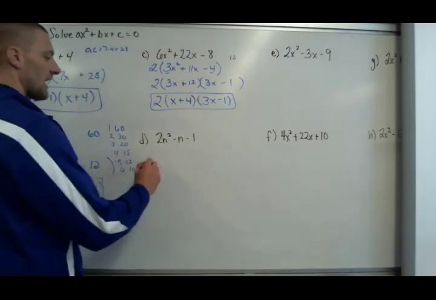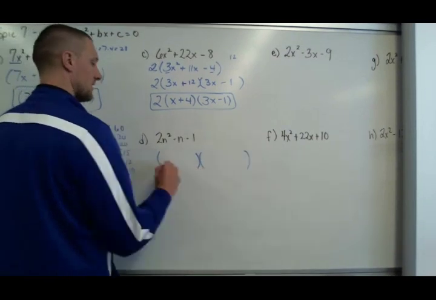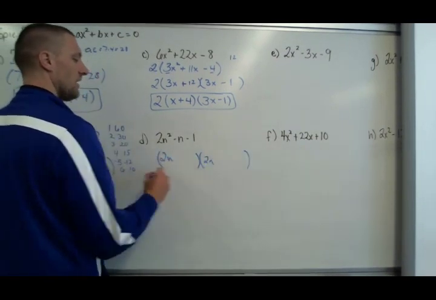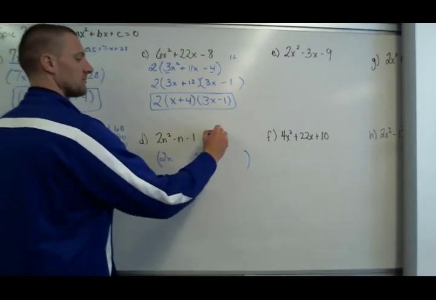We go through this one. Now, there's nothing in common here, so I'm going to set this up again. I've got 2n, 2n. I multiply across, so 2 times 1 is 2.